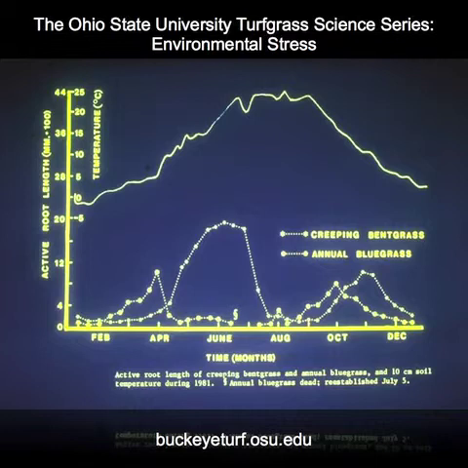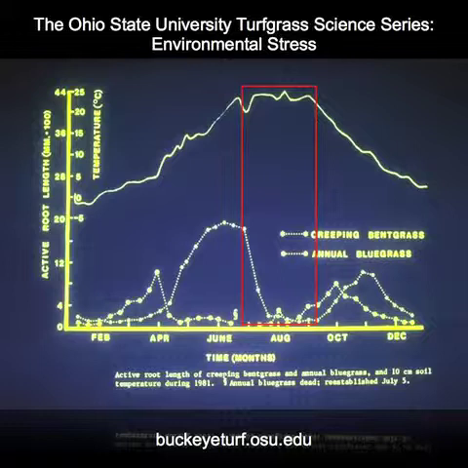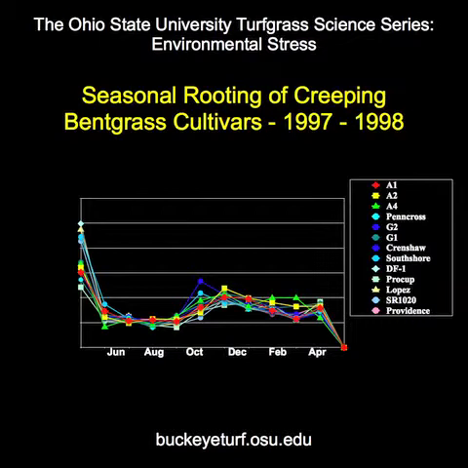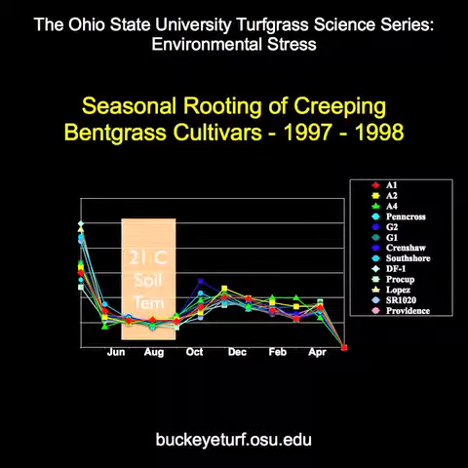In field studies at The Ohio State University, where root growth was measured using an underground root observatory called a rhizotron, a decline in root elongation occurred when soil temperatures exceeded 20 degrees centigrade, as did root mass in a later study with creeping bentgrass cultivars maintained under putting green conditions.